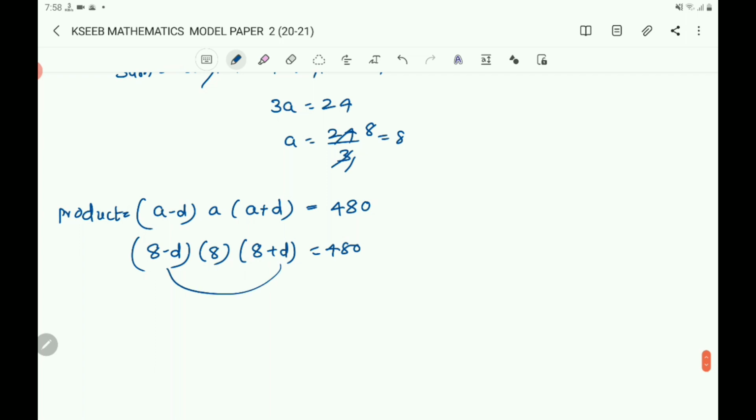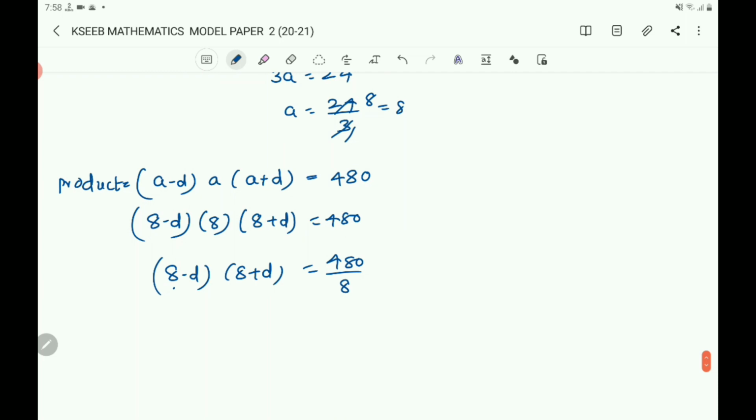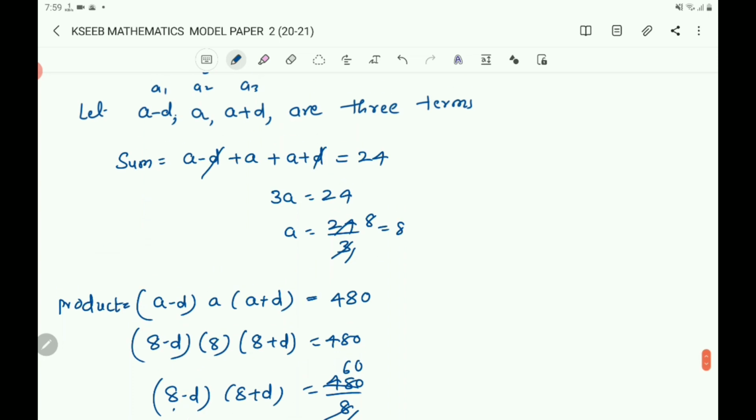Then you take these two together and transfer this to the RHS side. Then it becomes 8 minus D into 8 plus D equals 480 by 8. Then 8 minus D into 8 plus D is in the form of A minus B into A plus B, which is A square minus B square. So 8 minus D into 8 plus D is 8 square minus D square, that equals 480 by 8. 8 sixes are 48, then you will get 60.